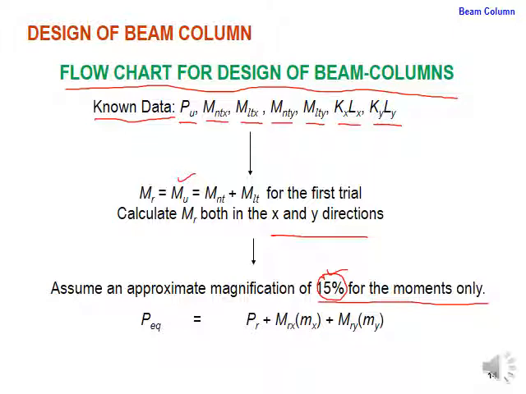Even using this 15% magnification, the magnification factors B1 and B2 are still required. So your P equivalent will be PR into MRX. If you are incorporating this particular point, then it will be 1.5 MRX into MX, and here it will be 1.5 MRY into MY. If not, then the simple equation is used. So it's up to you.